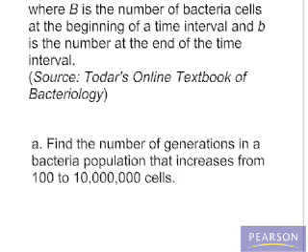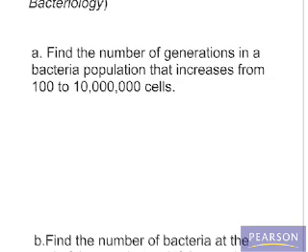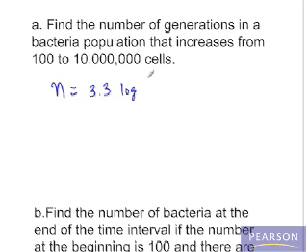So for A, we'll start with the equation n equals 3.3 times the log of little b over capital B. And we'll substitute in the variables that we know. We're looking for the number of generations, so we're looking for n. 3.3 log base 10 increases from 100 to 10 million.